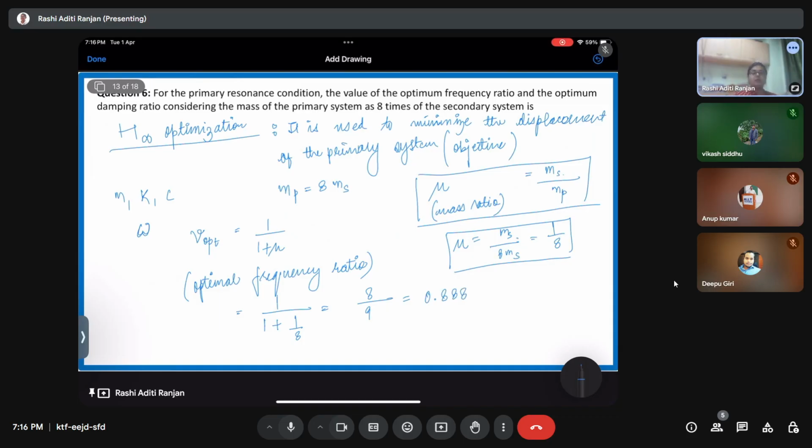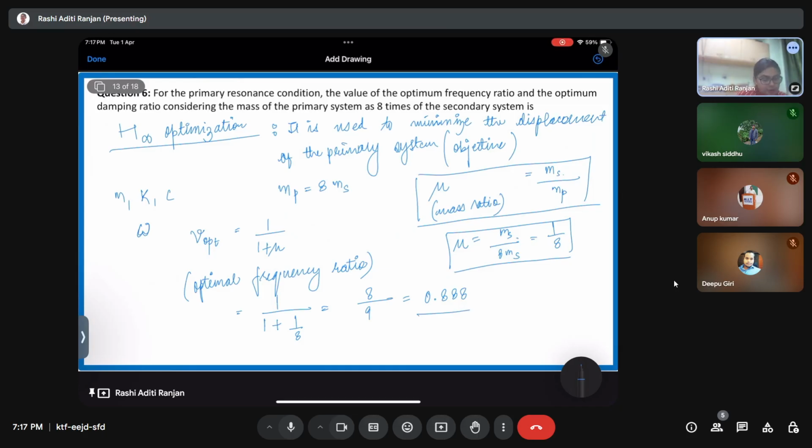Now, when I say optimal, why optimal? Because it may happen that the frequency ratio does not have a linear or monotonic trend corresponding to the amplitude. The decreased amplitude depends not only on the frequency ratio, but also on the damping ratio, and that is why it is important that we find the optimal value in order to achieve minimum vibration. So this is the first thing, the optimal frequency ratio.